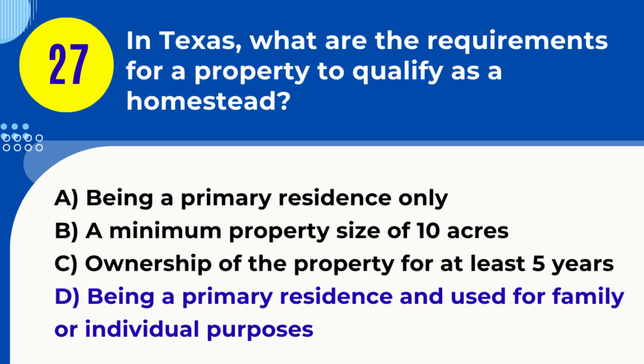Answer. D. Being a primary residence and used for family or individual purposes. Explanation. To qualify as a homestead in Texas, the property must be the primary residence of the owner and used for the purposes of a family or a single adult, providing certain protections and benefits.